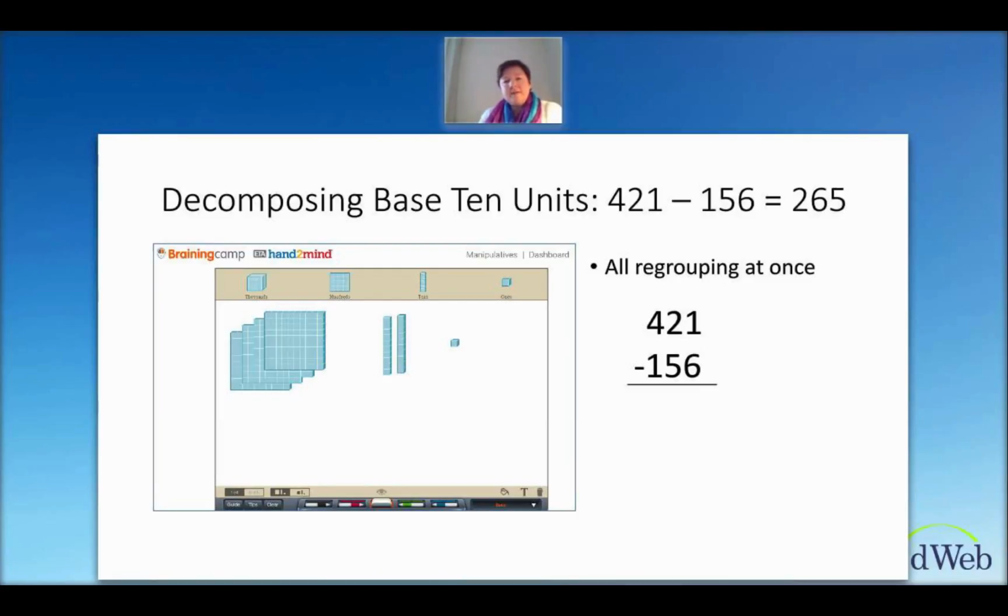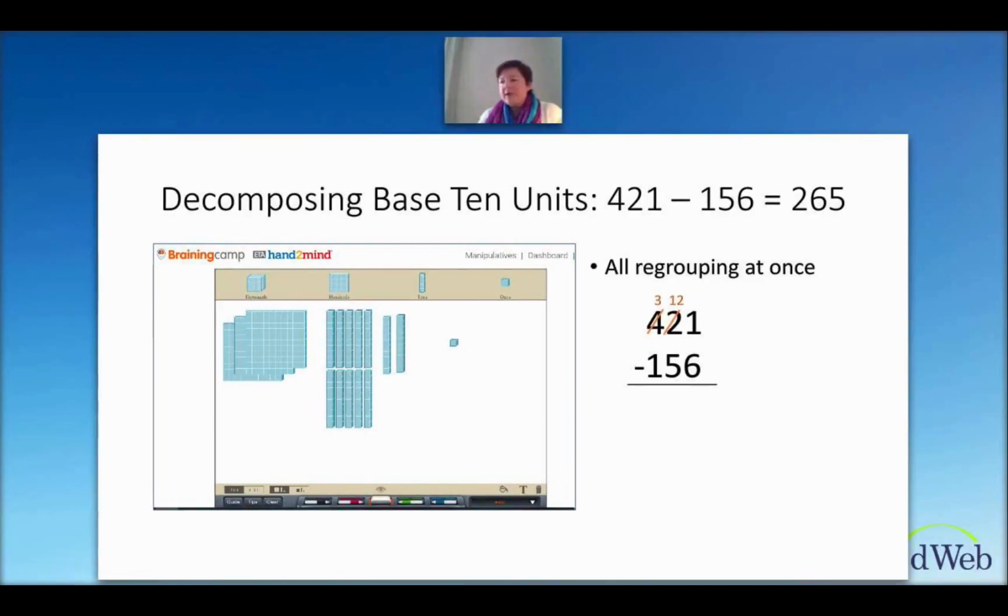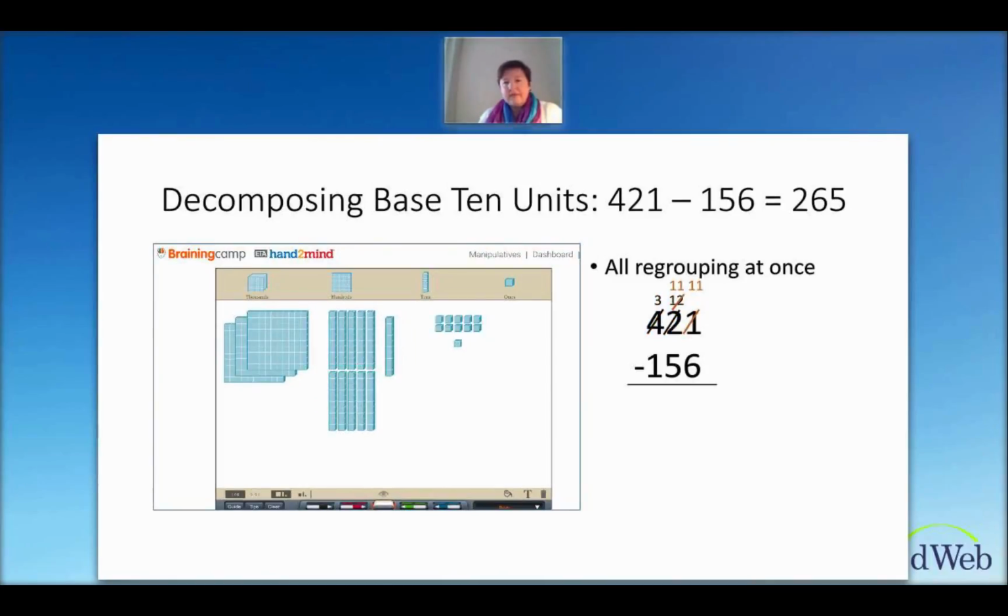So if I want to subtract, this problem is 421 subtract 156. And if I want to subtract here, I can do that by doing all of my regrouping at once. That's one choice. So here I've regrouped from 400s to 300s and from 2 tens to 12 tens. And then I can look over there and say, but I'm not going to be able to subtract 6 from 1, so I'm going to regroup one more time. So now I have 3 flats, 3 hundreds. I have 11 rods or longs, 11 tens, and I have 11 ones. That still has a value of 421.